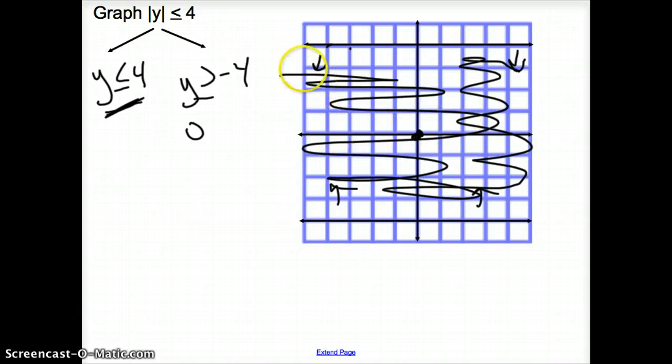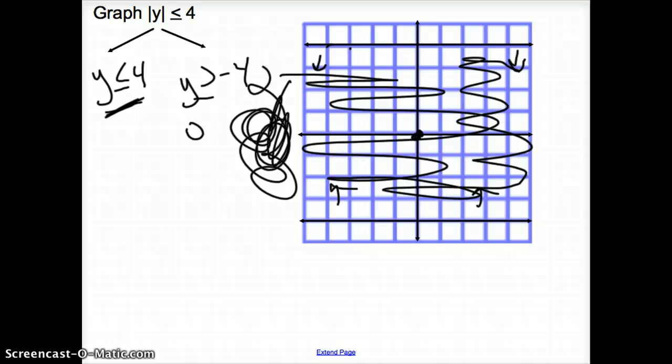And now remember, our numbers don't stop at this line. We shade over here too. All the way to infinity, and we would shade over here all the way to negative infinity. These numbers keep going on both sides.